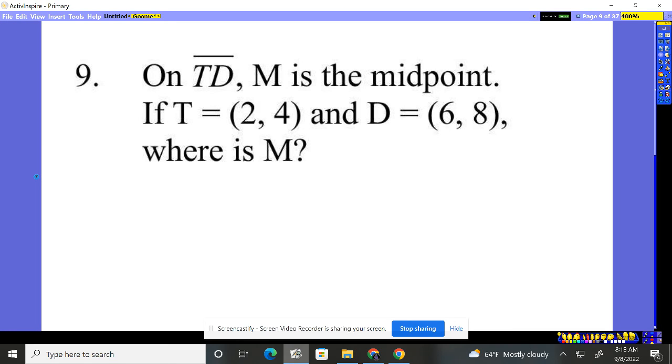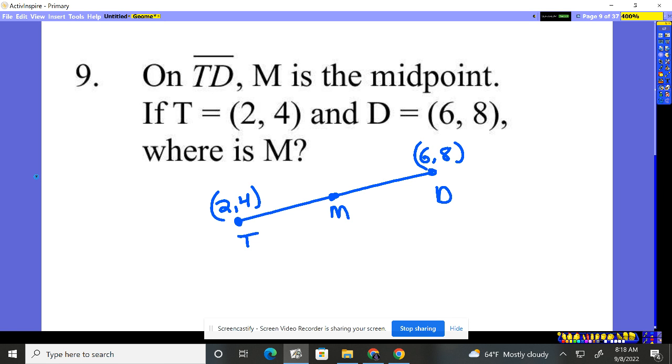9 on line segment TD. So we got some line segment TD. M's in the middle. It's the midpoint. If T is at 2, 4, so it tells me where T is located, 2, 4, and D is at 6, 8, where's the midpoint? M. Okay.